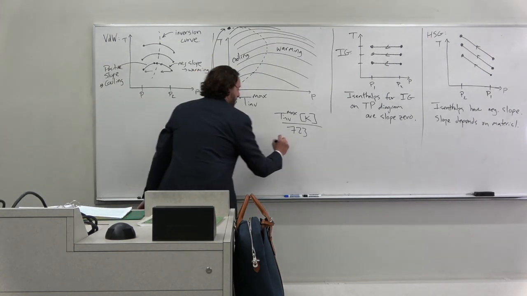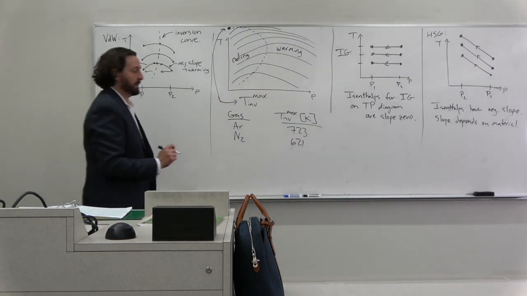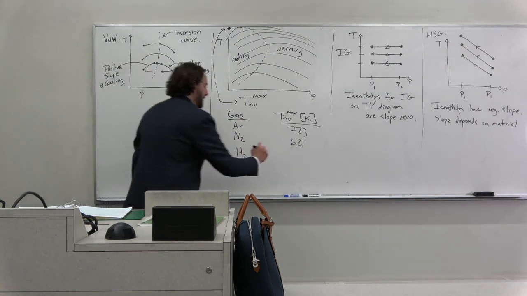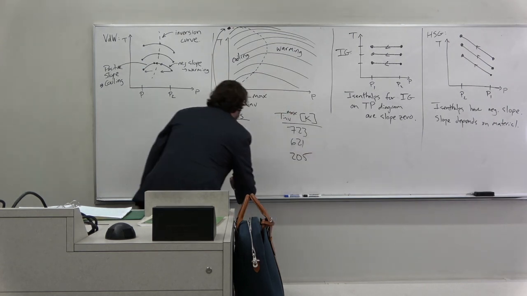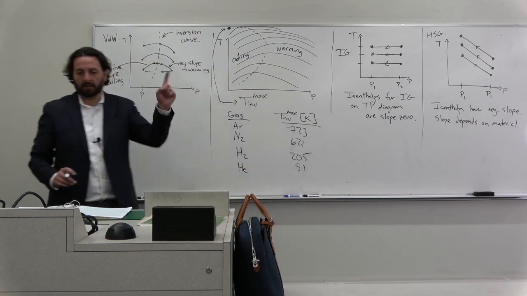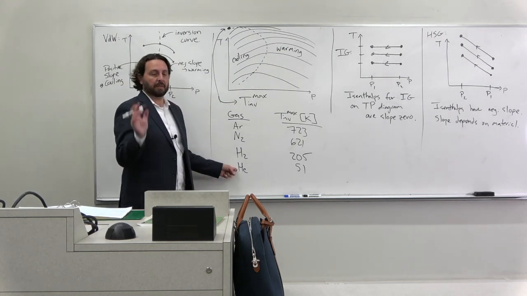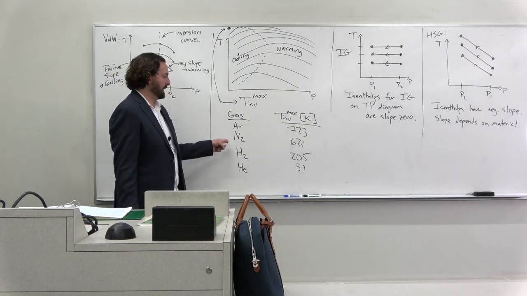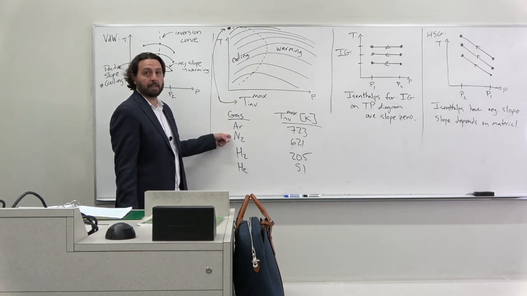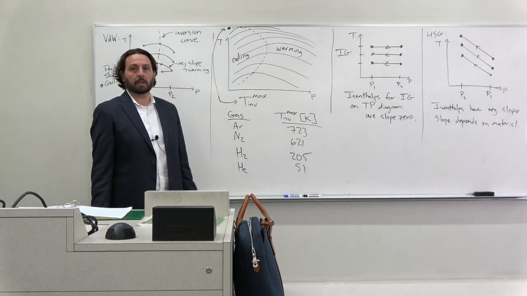Nitrogen, 621. Hydrogen, 205. And helium, 51. 51 Kelvin. Okay? So room temperature is roughly 300 Kelvin. So we can cool and liquefy nitrogen, but you can see we can't cool hydrogen or helium.